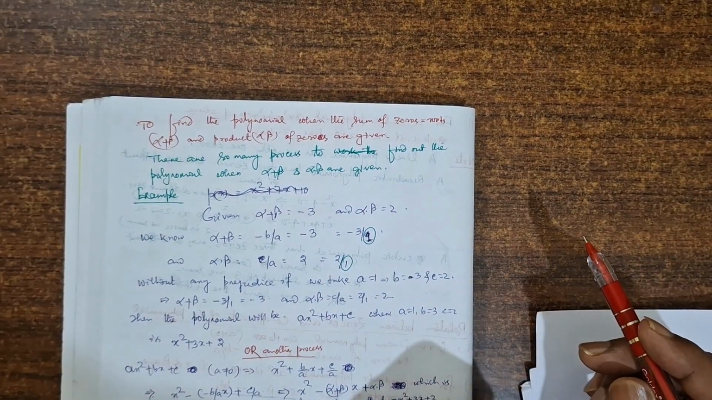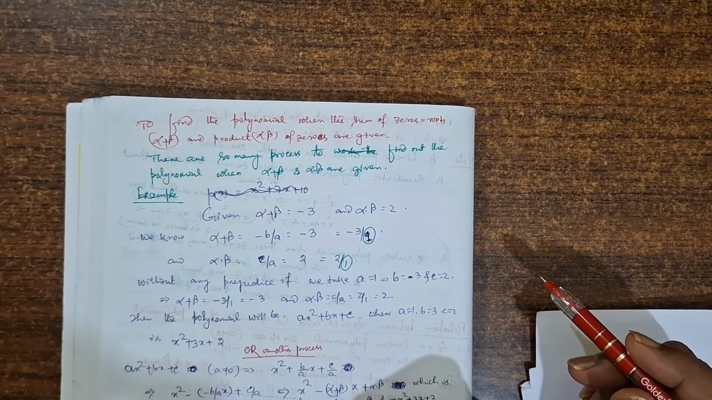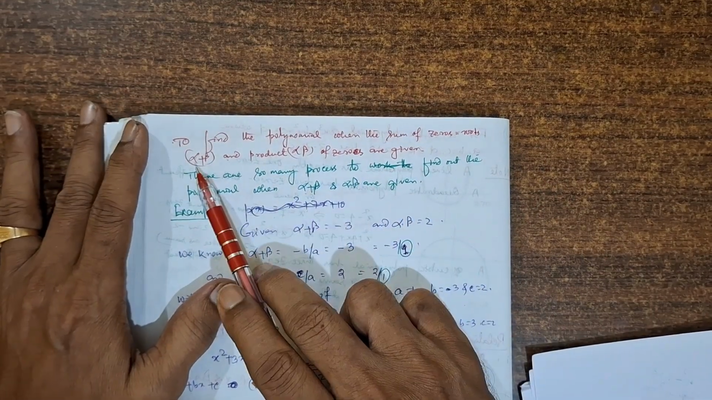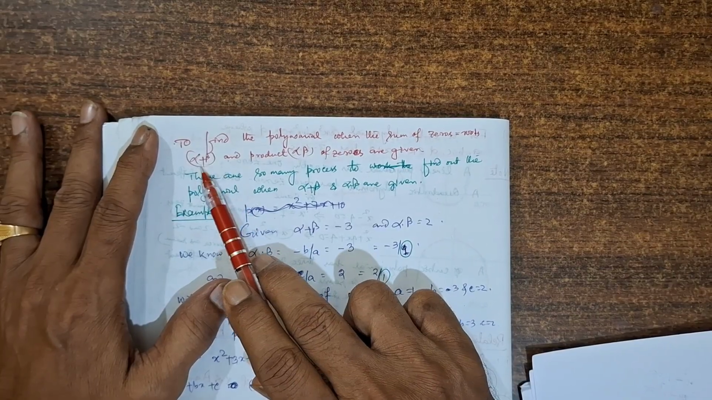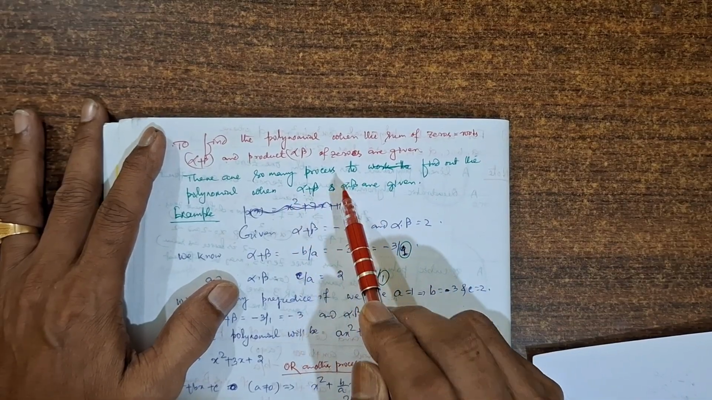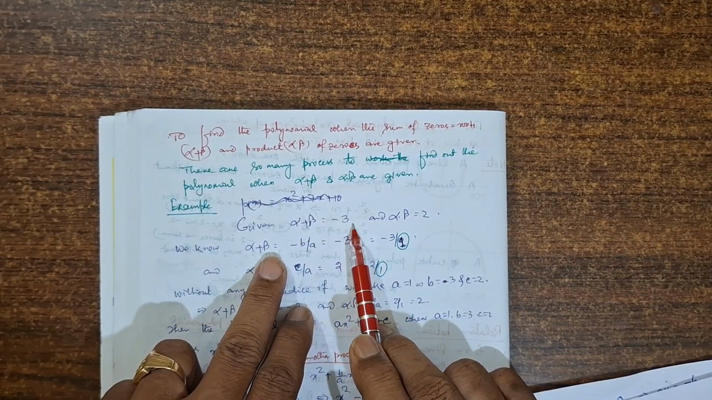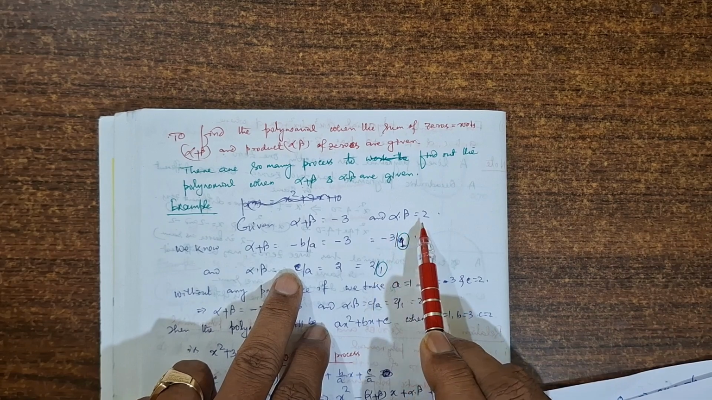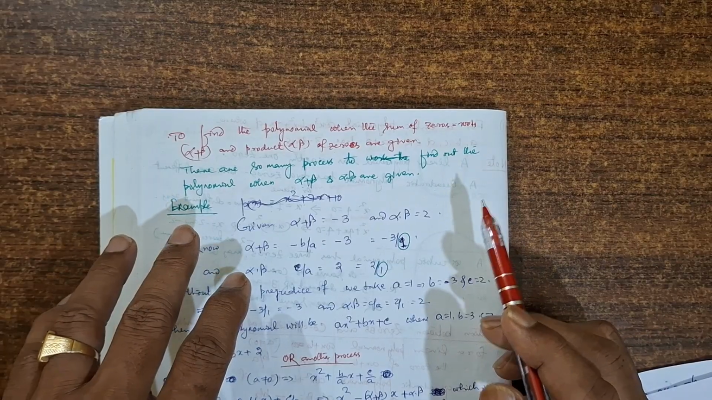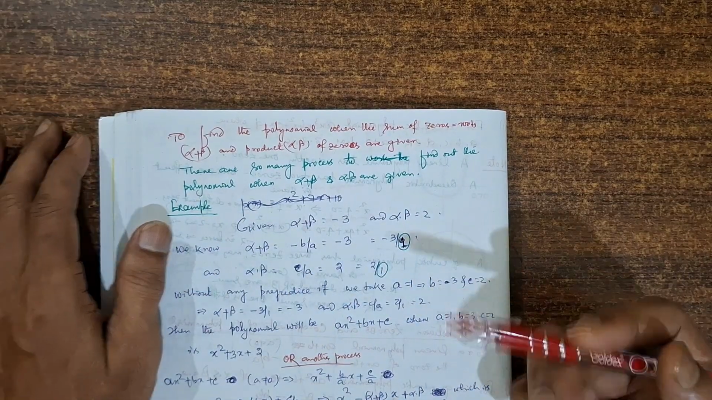To find the polynomials when the sum of zeros or roots, alpha plus beta, and the product alpha beta of the zeros are given. So whenever one root is alpha and the other is beta, if their sum is given and their product is given, how will we find out the actual polynomial? Suppose, as an example, alpha plus beta is equal to minus 3 and alpha into beta is equal to 2. So what should be the polynomial when the root sum is minus 3 and their product is 2? We want to form a polynomial.